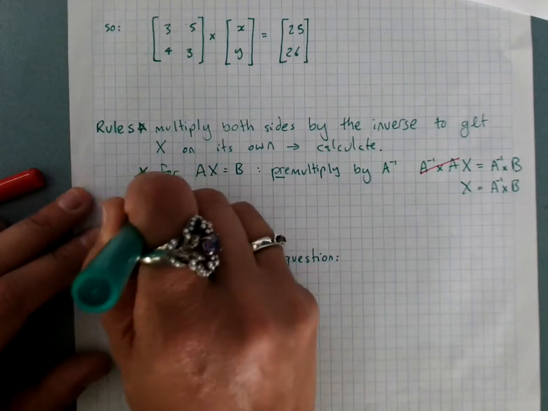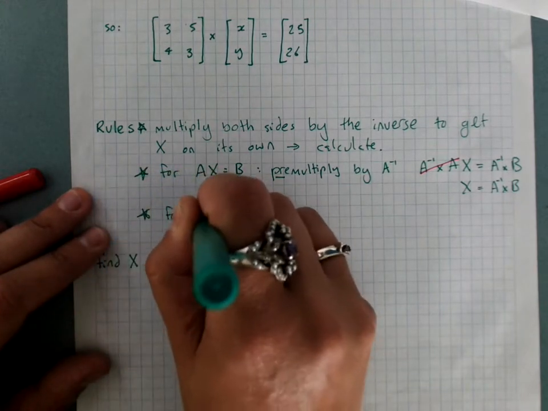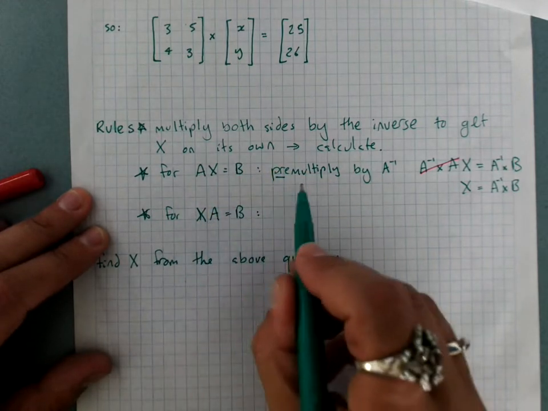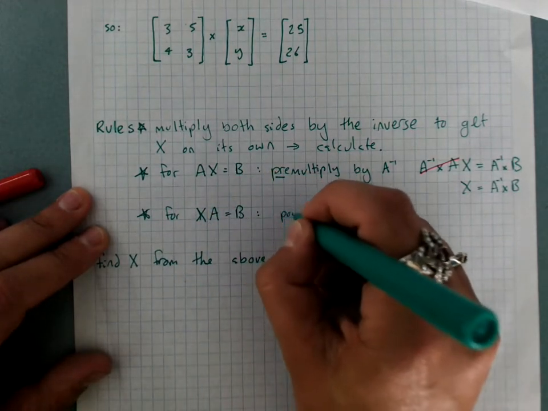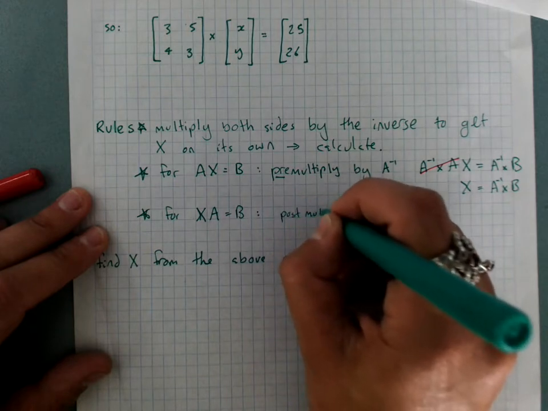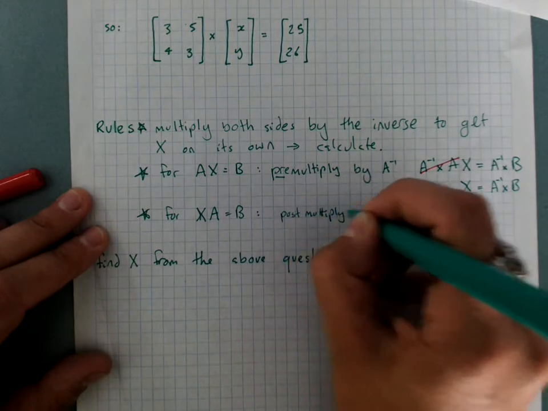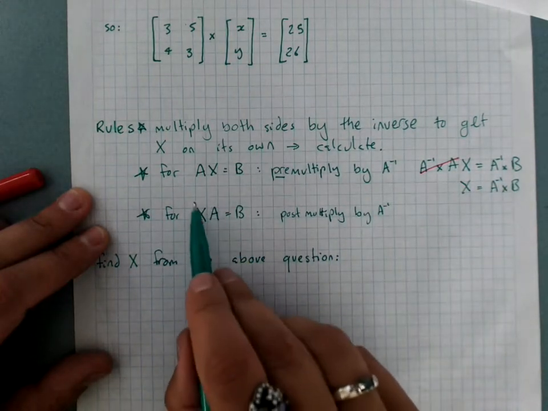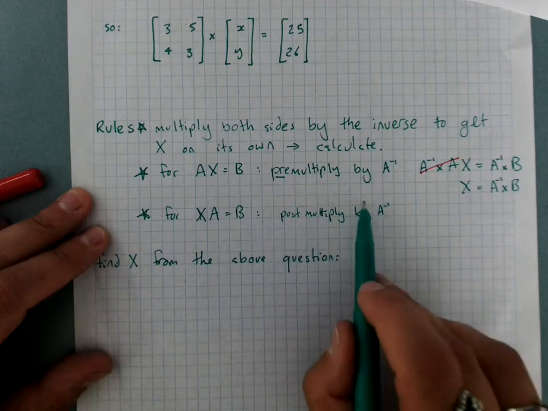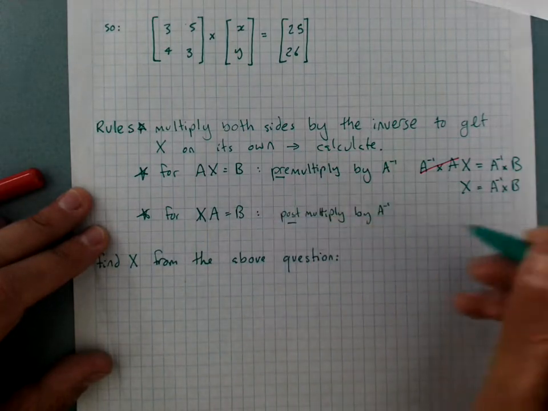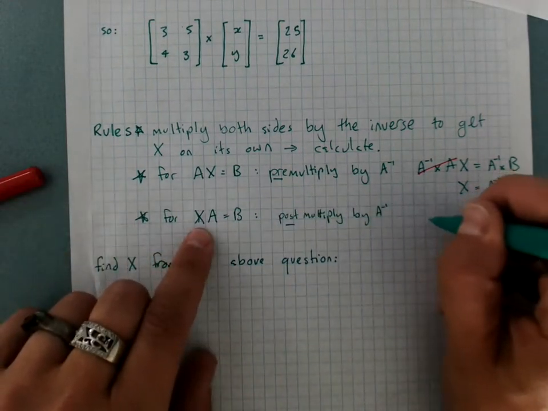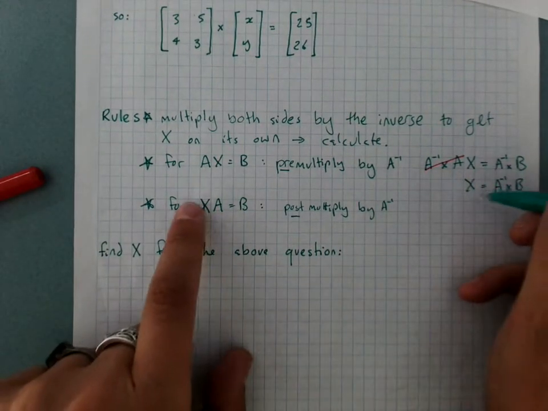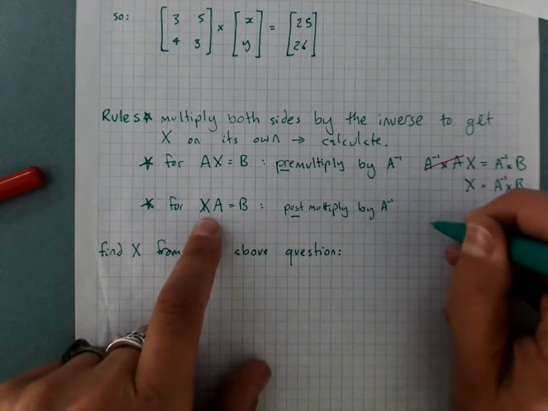For the other way around, XA equals B, so when A is second, we'll post-multiply. We'll multiply afterwards. We want to get rid of matrix A, so matrix X is on its own. Post-multiply by inverse A. So that will be, we multiply after what we've got. Here we multiplied before everything. Here we're going to multiply after both things.